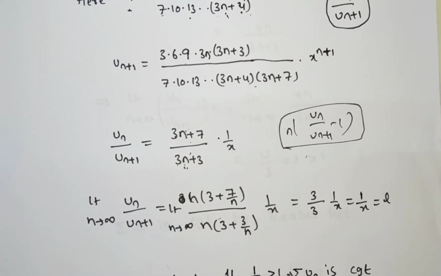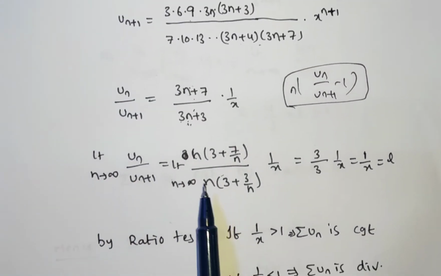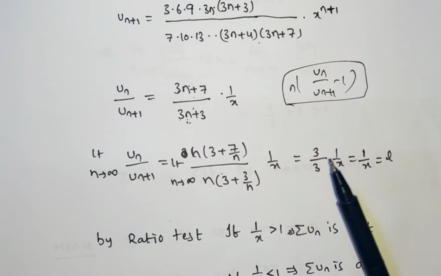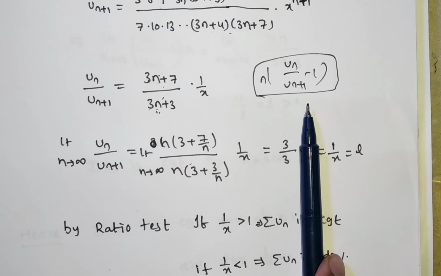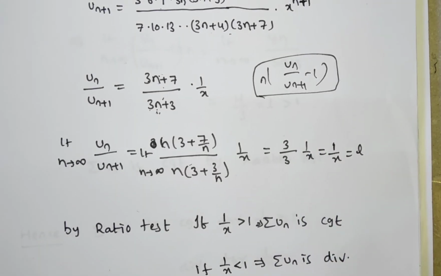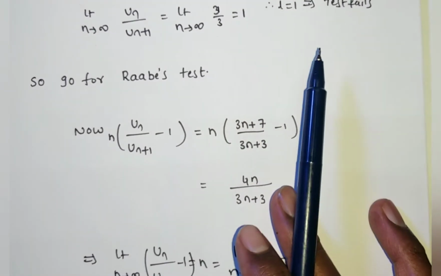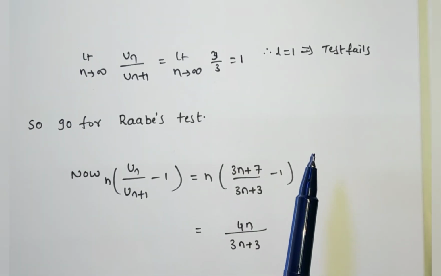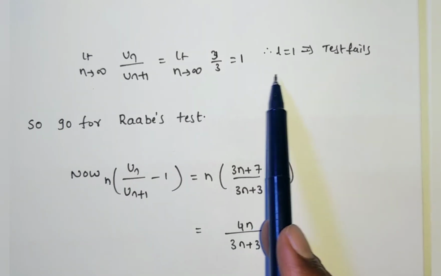If you substitute in un by un plus 1, you will have the limit as n tends to infinity, with this n getting cancelled. Instead of 1 by x, we now substitute the x value, which is 1, so 3 by 3. 3 by 3 is equal to 1. That is, L is equal to 1. So in the ratio test, if the limit is equal to 1, the ratio test fails.